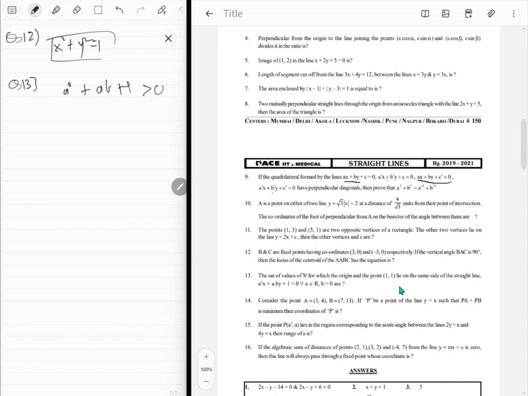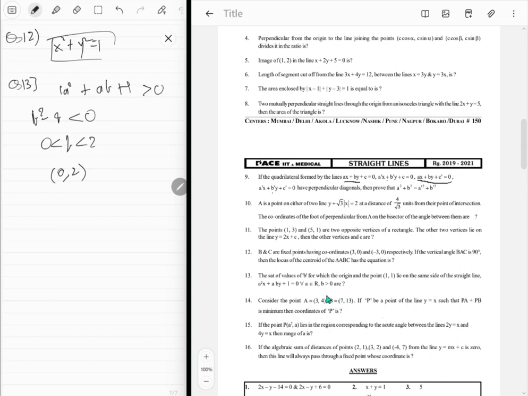Oh, for all a belonging to real. That means the discriminant is less than 0. So b squared minus 4 is less than 0. Yeah, because of 1 and 1. B is bigger than 0, so b is less than 2 in that case. Bigger than 0, less than 2. So 0 to 2 is the range of b.